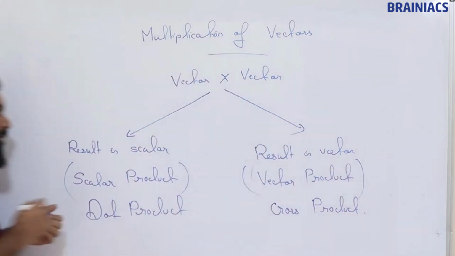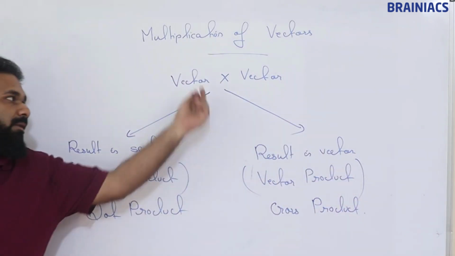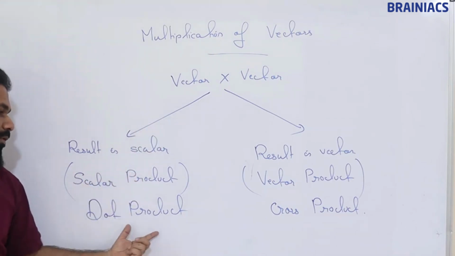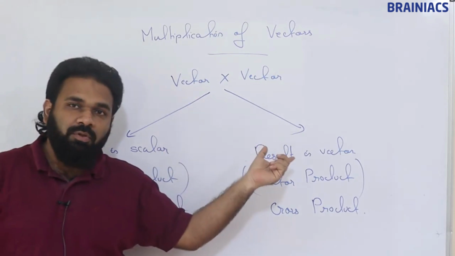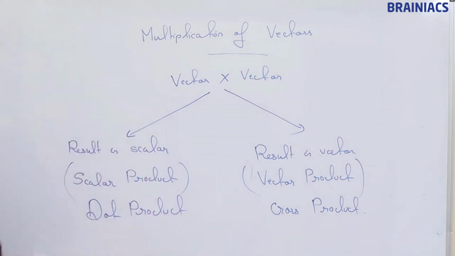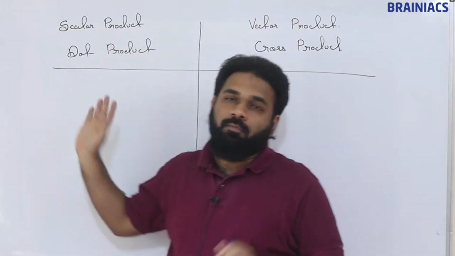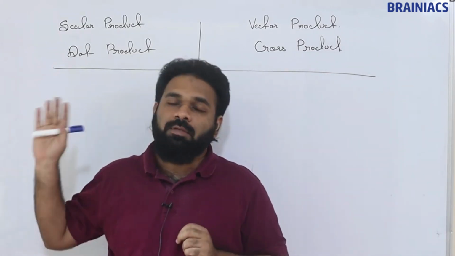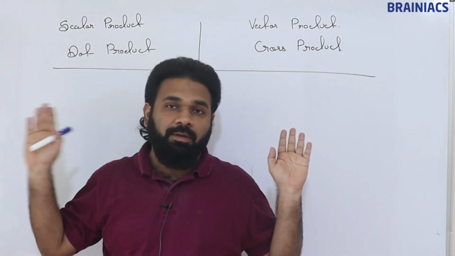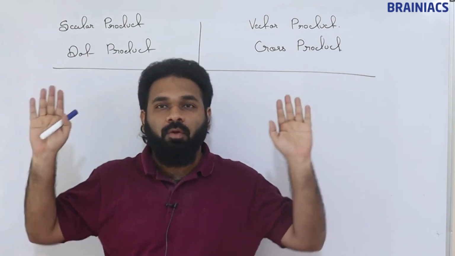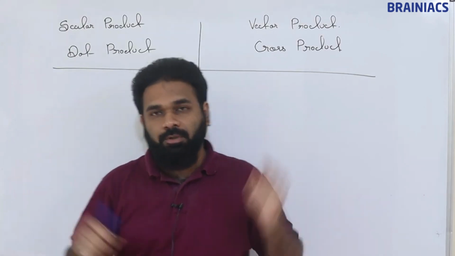Okay, cross product. Fine. So when we multiply vectors, there are two methods. In one, the result will be scalar, which is called scalar product, also called dot product. Another possibility is the result is a vector, which is called vector product, or cross product. Please note it down. So here we are classifying the multiplication of two vectors as dot product and cross product. Dot product, the result will be scalar, so we call it scalar product. Cross product, the result will be vector, so we call it vector product also.